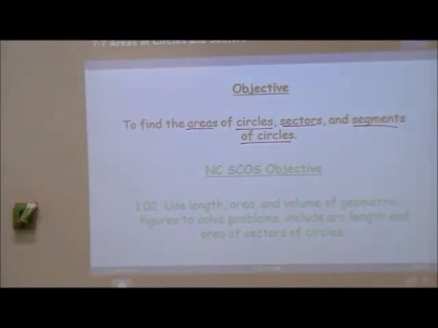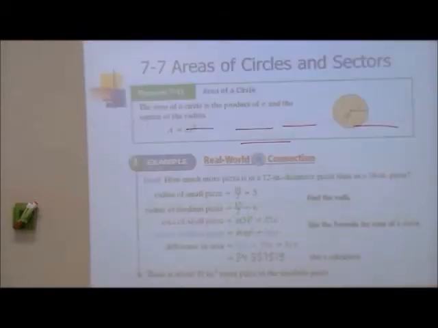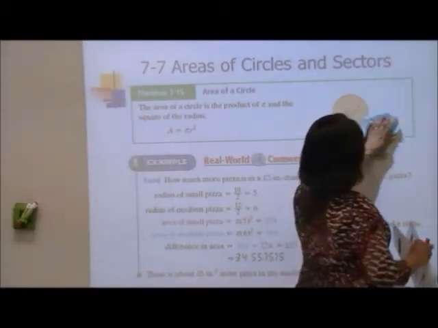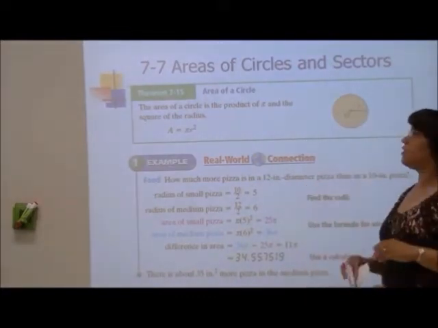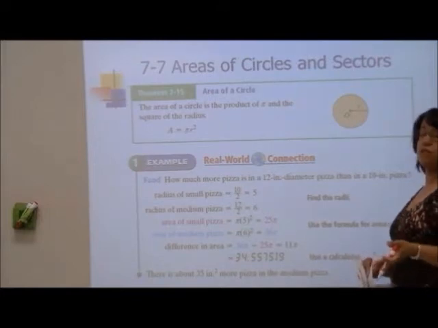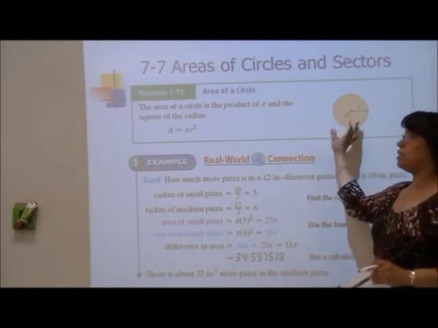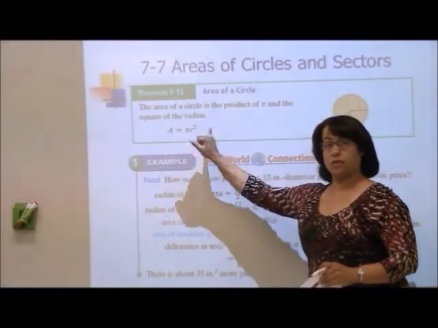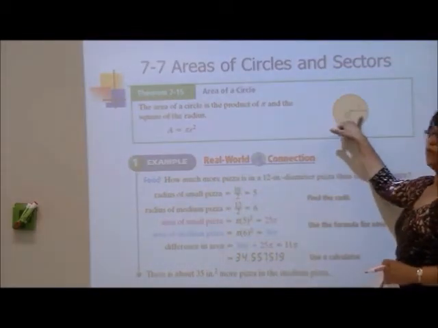Label that slide number 1. And we'll move to the next slide, and you can label this slide number 2. This slide gives you your first theorem, which is for the area of a circle. You're already familiar with the area of a circle, so I'm just going to go through this briefly. The area is equal to pi times r squared, where r is your radius.